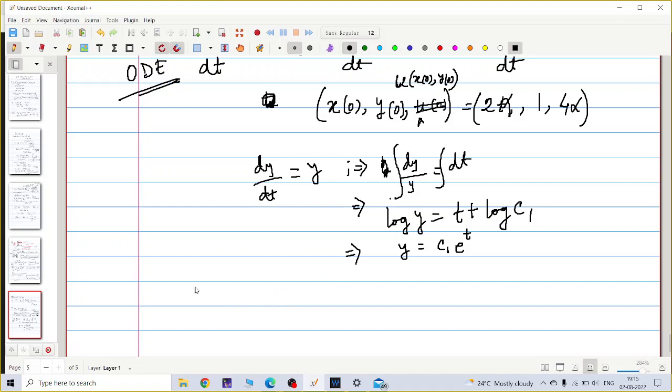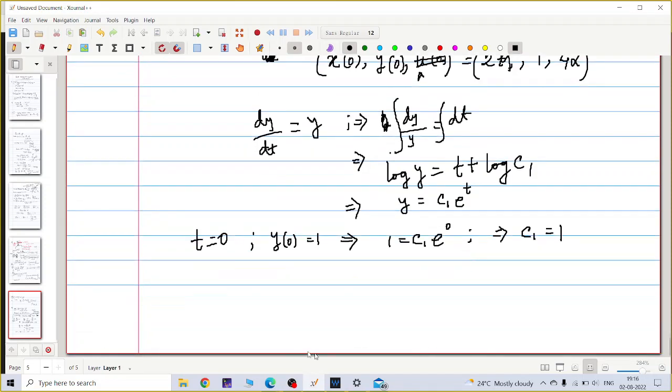Now I will put t equal to 0. The initial condition is given at t equals 0, right? Initially y0 is 1. So 1 equals C1 times e to the power 0. e to the power 0 is 1, right? So C1 is 1. So I get y(t) equal to e to the power t only.